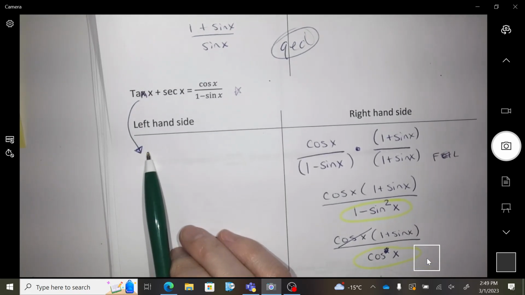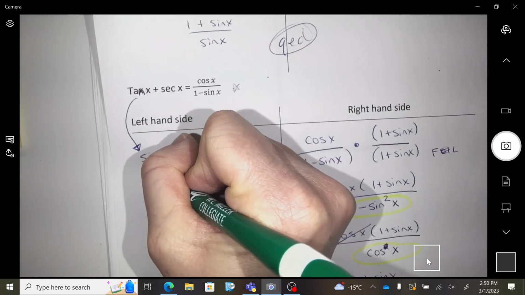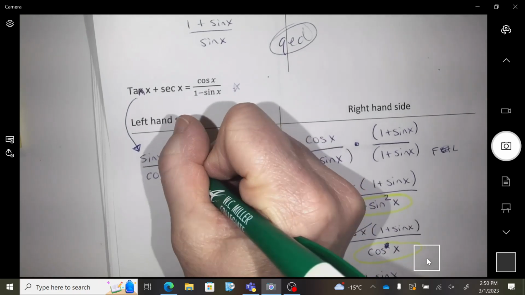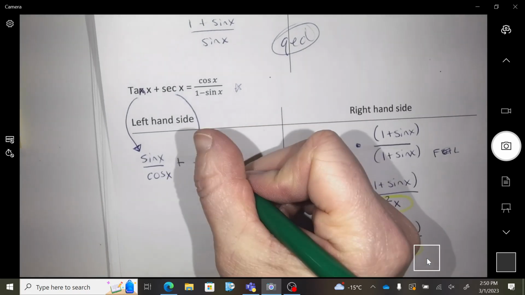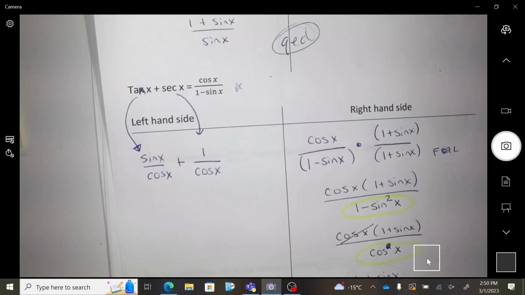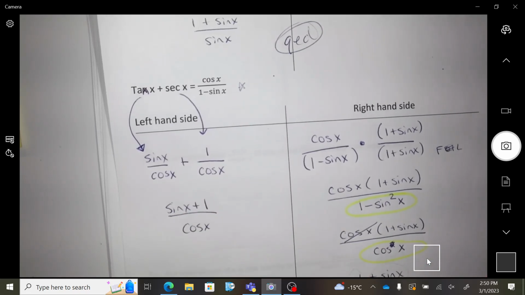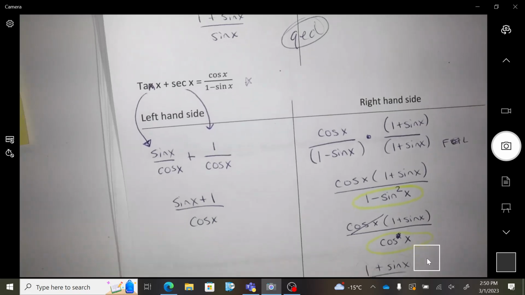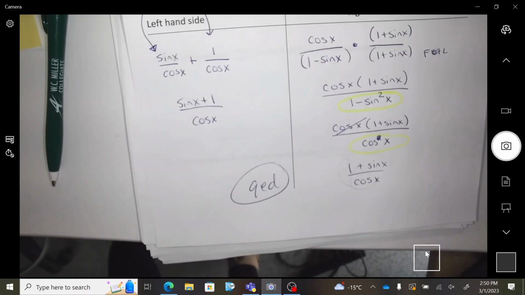Tan x is replaced with, what over what? Sine x over cos x. Secant can get replaced with 1 over cos x. Then, to put them together, I need them over the same bottom, but they already are the same bottom. So sine x plus 1 over cos x. And they look the same. We did it. Yeah, you say that now.